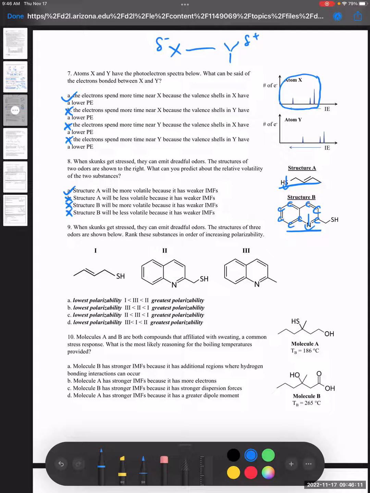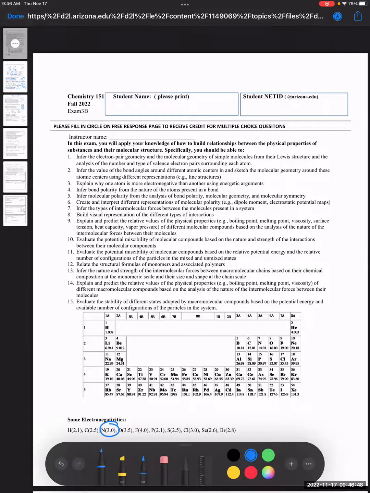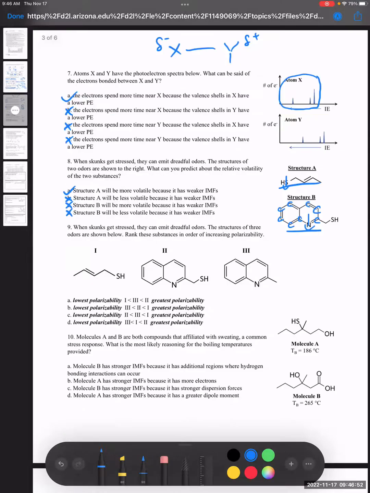All right, moving on to question 9. Rank these substances in order of increasing polarizability. Polarizability is all about the number of electrons and the volume these electrons are in. Out of 1, 2, and 3, 1 seems to be the smallest structure. Even though option 3 lacks a sulfur atom, sulfur's atomic number is 16, which means it has 16 electrons. Let's say option 1 has 4 carbons and 1 sulfur, and then some hydrogens.